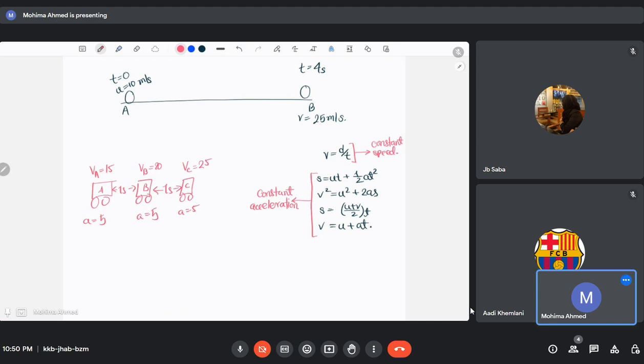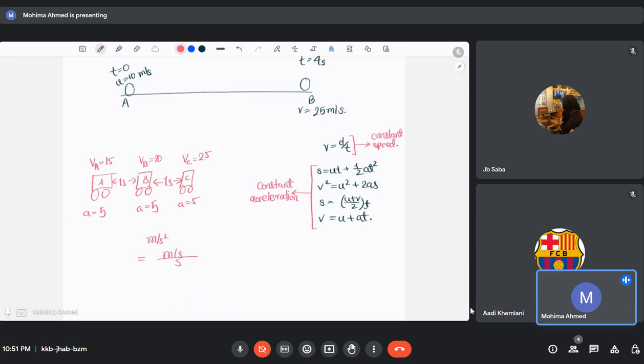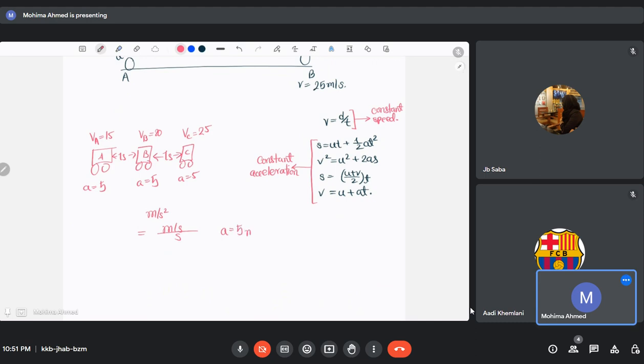If you focus on the unit for acceleration, it means meter per second squared, which can be broken down as m/s over s, which means the amount of velocity that would be increasing in each second. So over here, if the acceleration's value is 5, it indicates that the velocity would increase by 5 meters per second in each second. So a equals 5 m/s² actually indicates velocity would increase by 5 meters per second in each second.